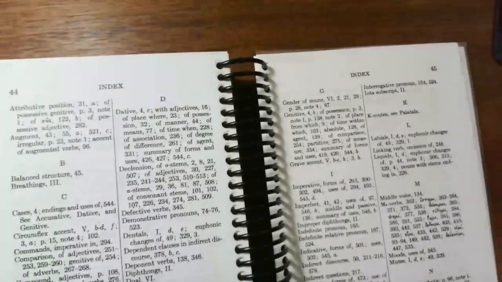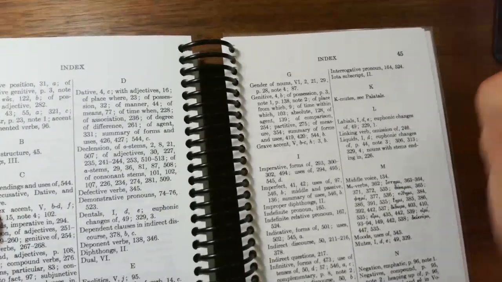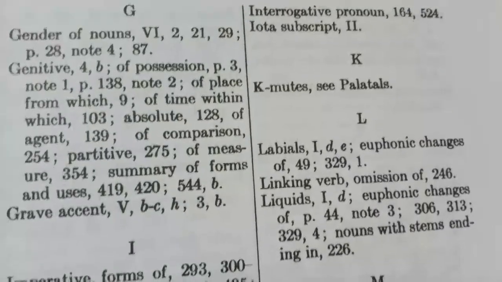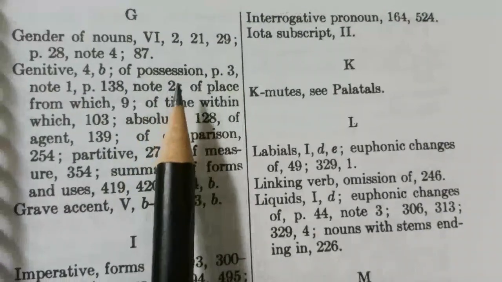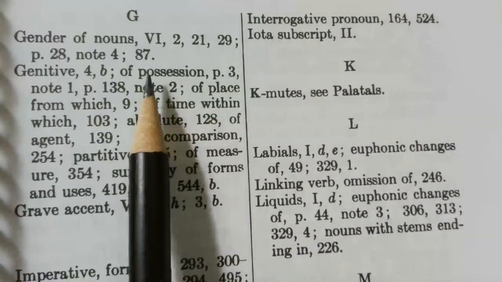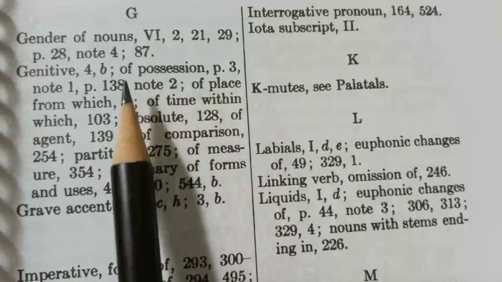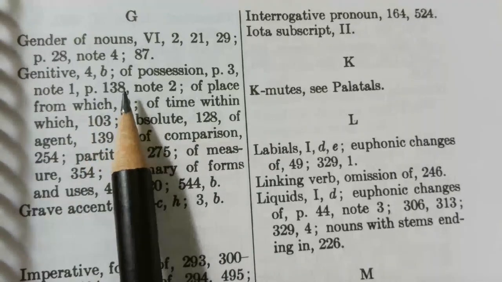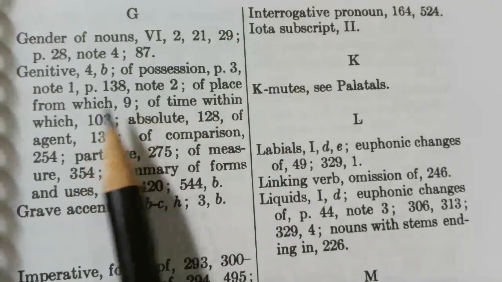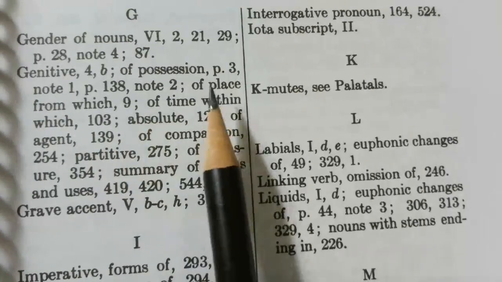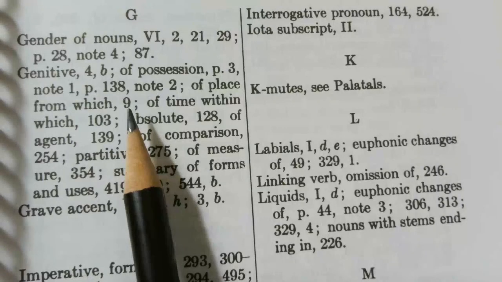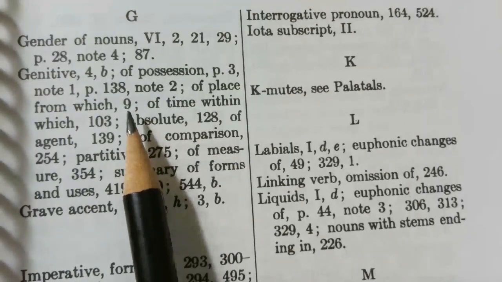Let's look at the genitive. So we got genitive. If you can see that, let me zoom in a little bit. So there's the genitive. So we have genitive of possession. Now, if it says P and then a 3, that tells us it's on page 3. It says P 138, so page 138, and then onward and onward. And if it has just a number, like of place from which, the number is referring to the paragraph number. So that would be paragraph number 9.